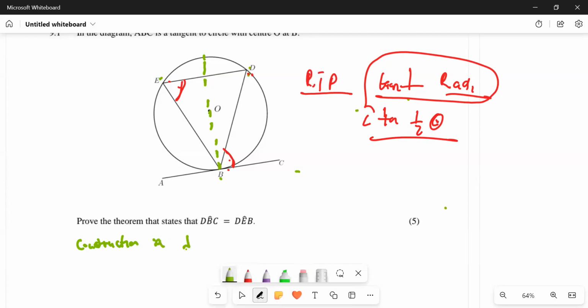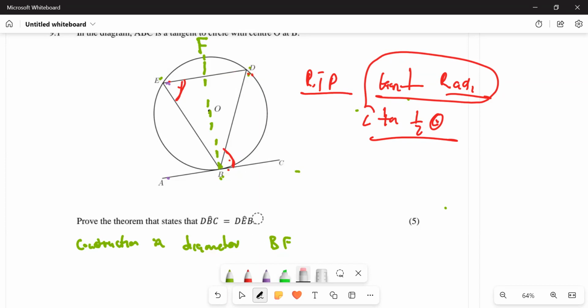Construct BF. So I have this line, which is a diameter from B, and then it goes to this point F. I'm using any letter which is not here. Depending on what I'm proving, they could have asked me to prove that this angle, which is EBA, is equal to this angle here, which is angle EDB. They could have asked me to do that. But that's not what we're trying to prove in this instance.